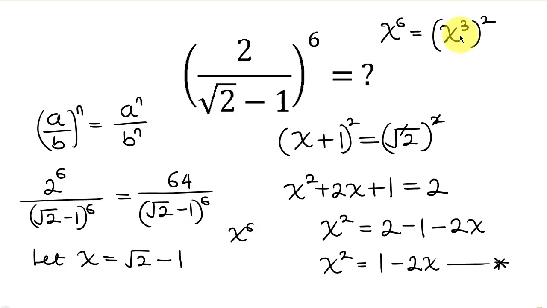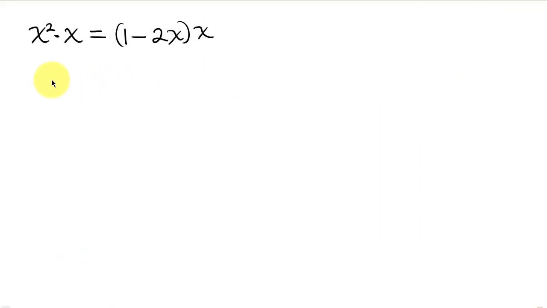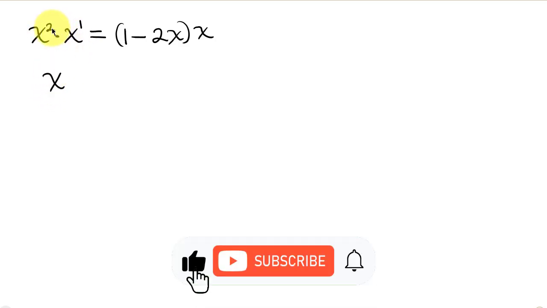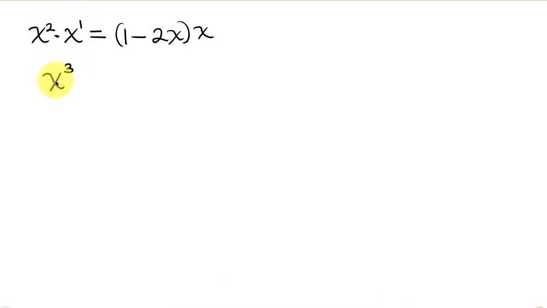So how do I achieve x cubed? Is by multiplying both sides of this equation by x. So I'll multiply x squared by x. This is equal to the right hand side. I have 1 minus 2x. I'll also multiply the right hand side by x. Very good. So now this x has a power of 1. And from indices, I will take one of the x's and add the powers. So 2 plus 1 is 3. So I've been able to get x cubed.